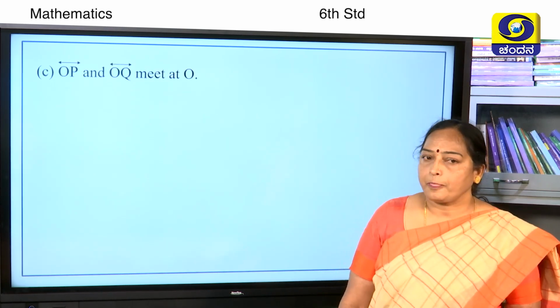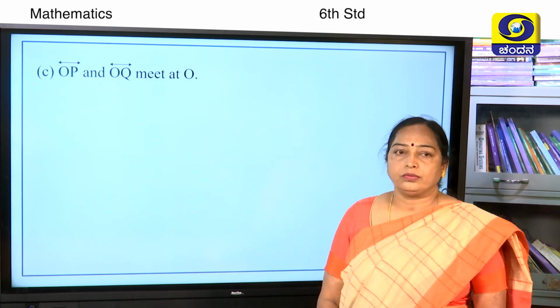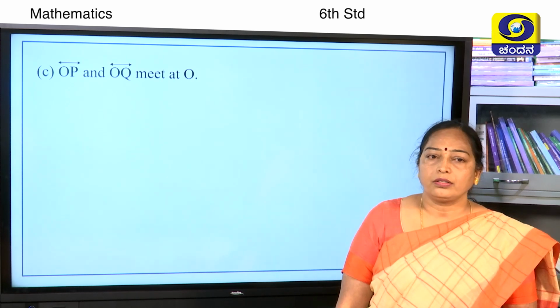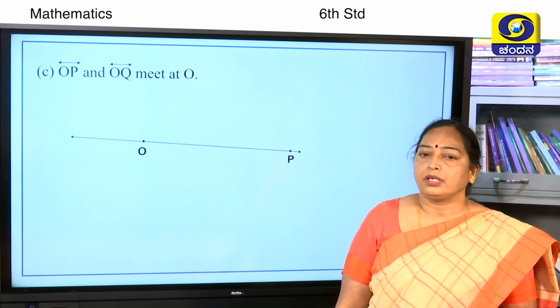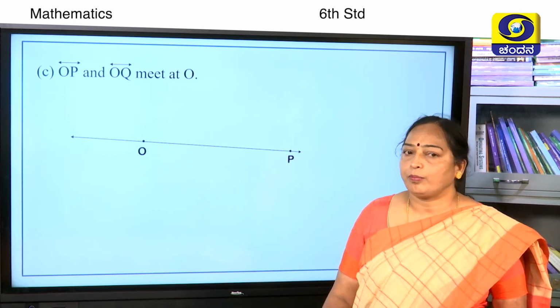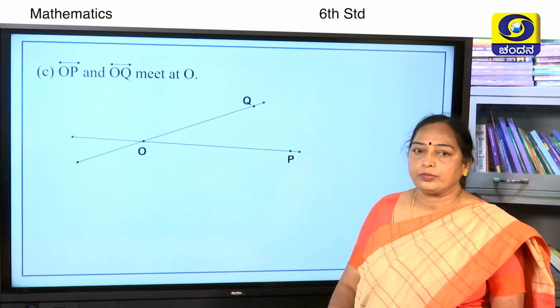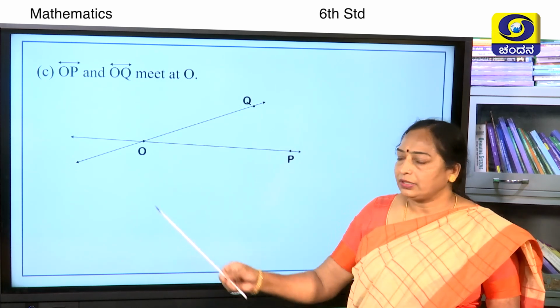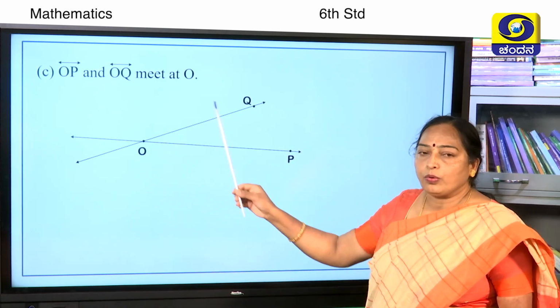Next one. The lines OP and OQ meet at O. Let us draw the point O, the line OP, another line passing through O, that is OQ. Therefore, these two lines meet at O.